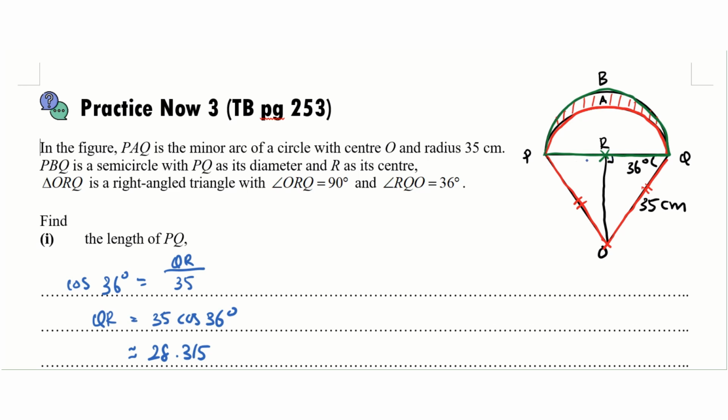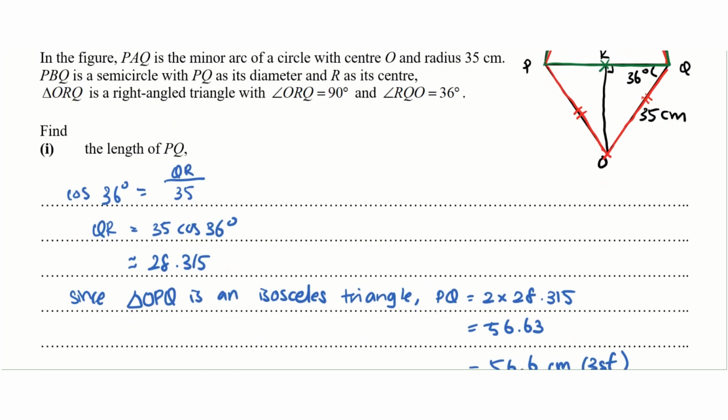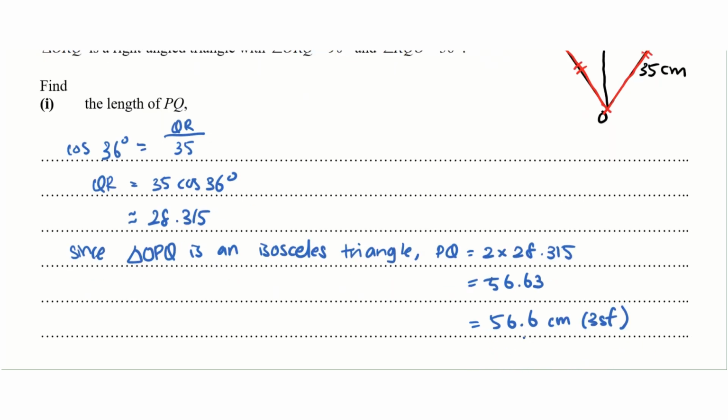The length of PQ comprises 2 segments, PR as well as RQ. So we can first find the length of RQ, then multiply it by 2 because, as I mentioned earlier, the two triangles are congruent. Cosine 36 degrees equals QR over 35 can be applied to the right-angled triangle OQR. Then we get QR to be 28.315. Hence, PQ will be double of that, which gives us the answer 56.6 cm.